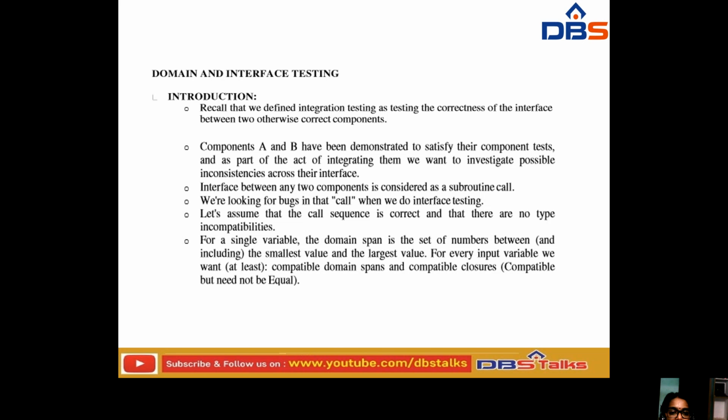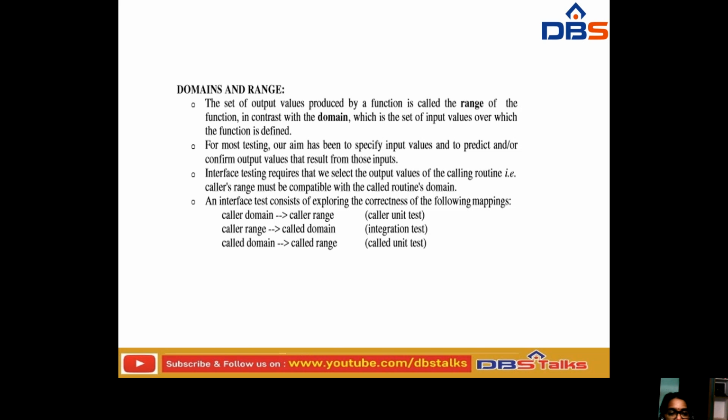If you observe domains and ranges, the set of output values produced by a function is what we call the range of the function, in contrast with the domain, which is the set of input values over which the function is defined. For most testing, our aim has been to satisfy the input variables and to predict and or confirm the output values that result from those inputs. Here, interface testing requires that we select the output values of the calling routine. That is, the caller's range must be compatible with the routine's domain.